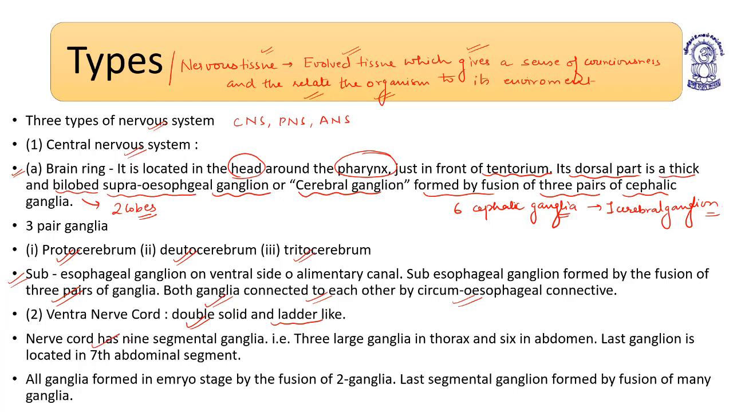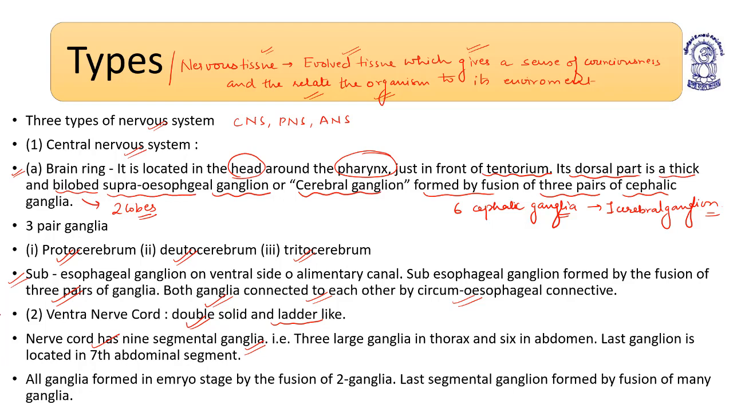The nerve cord has 9 segmental ganglia. These 9 segmental ganglia are as follows: 3 large ganglia in the thorax, 6 in abdomen, and the last ganglion is located in the 7th abdominal segment. So the ventral nerve cord, which is solid and ladder-like, is having a total of 9 segmental ganglia.